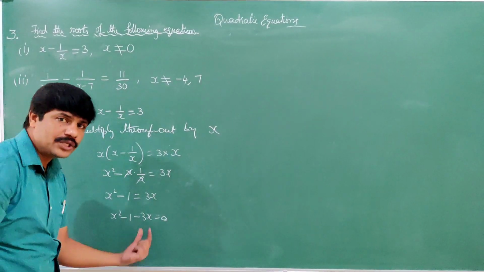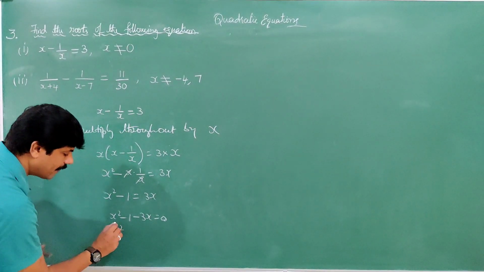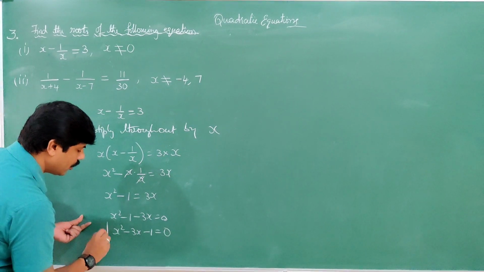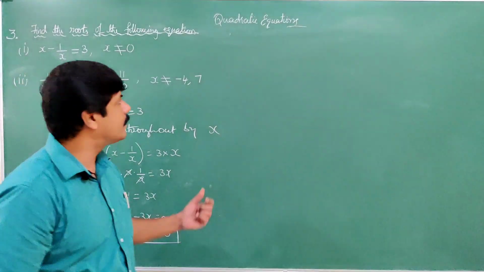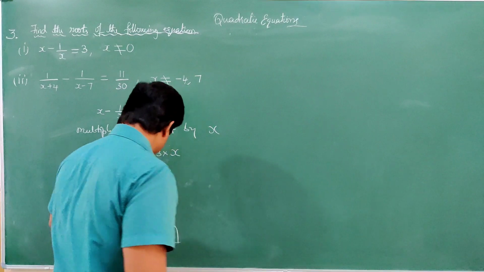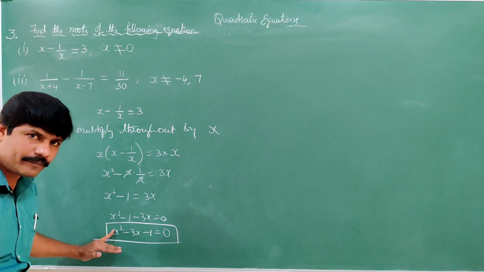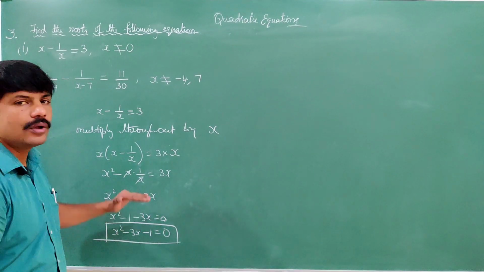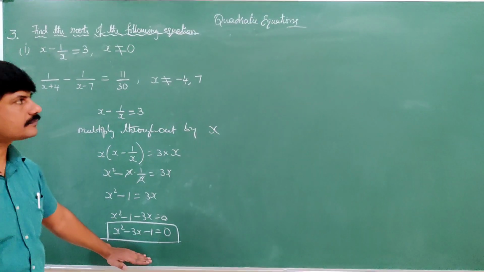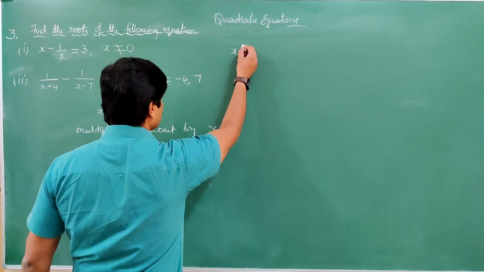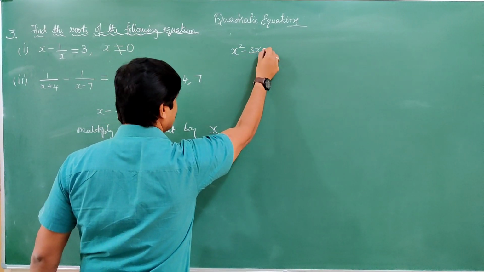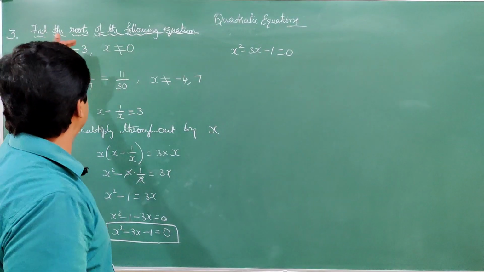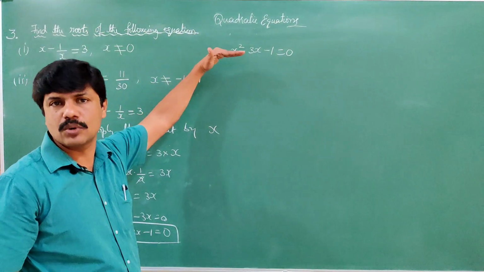Now arrange in proper order. x square, after x square put minus 3x and then the constant, equal to 0. We have now brought this equation into a quadratic equation: x square minus 3x minus 1 equals 0. Understand? Now what we need to do is find the roots of this quadratic equation.